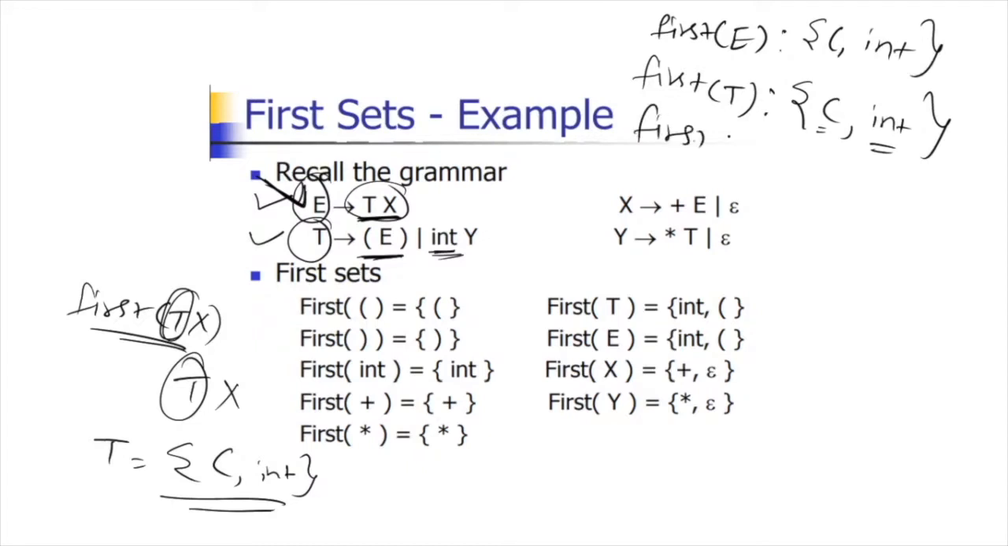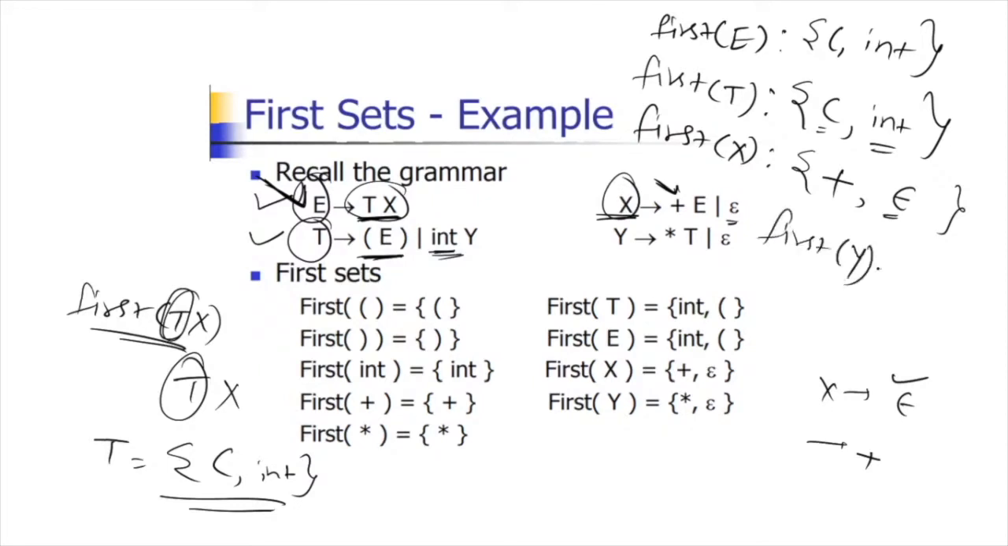Now we will find first of X. Whenever you are finding first of any non-terminal, just go to that non-terminal. So let's go directly to X. Now what will be the first of X? First of X will have plus, because either this plus will be there or this epsilon. First of X will have epsilon, because from this X you can generate epsilon. That's why epsilon is in the first set. Whatever else you generate from this X, this plus will be the first symbol. So that's why we have plus in the first of X.